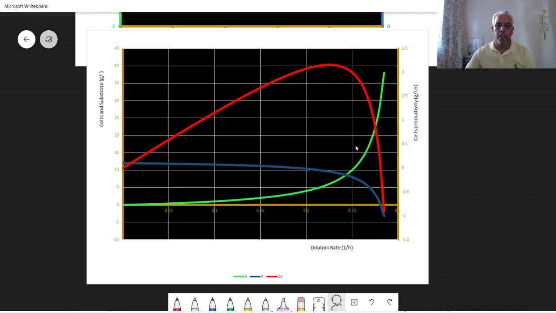You can also see here that as D gets close to mu max, we start having a washout. So we basically lose the cells, and if you continue, we basically don't have any cells anymore. The reactor is going to wash out.